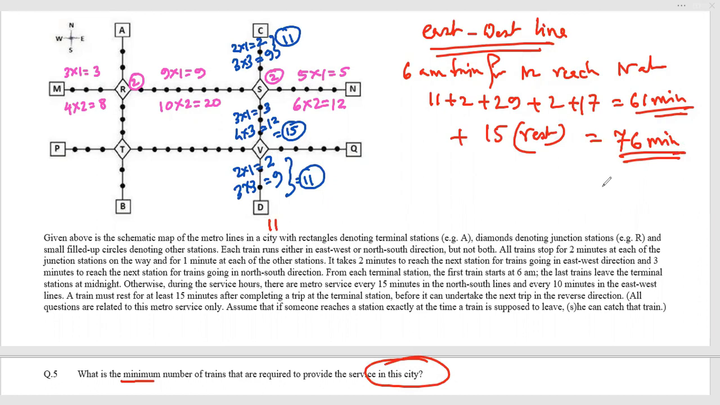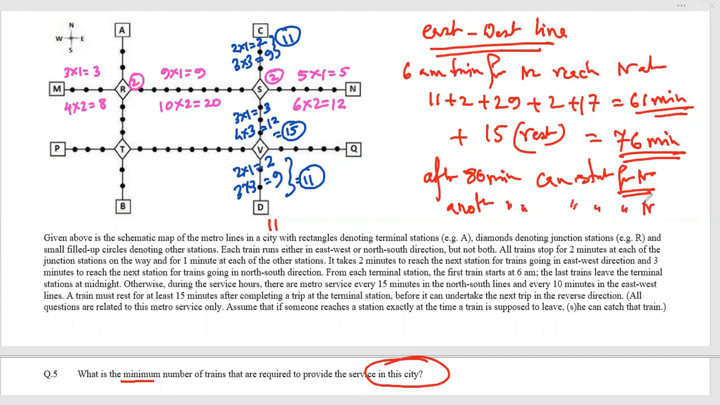Every 10 minutes, a train starts. So it should be a multiple of 10. So after 80 minutes, it can start. After 80 minutes, it can start from N. Okay. So another 80 minutes are required before it can start from M. Another 80 minutes can start from M.